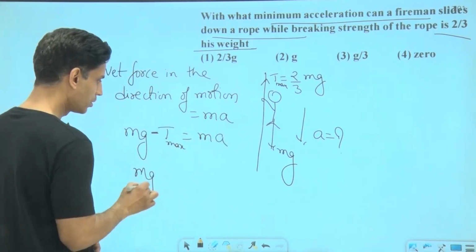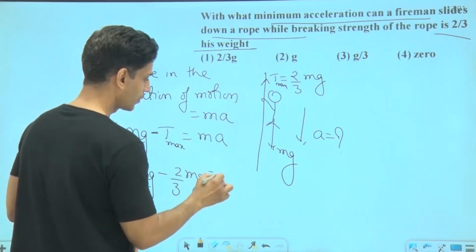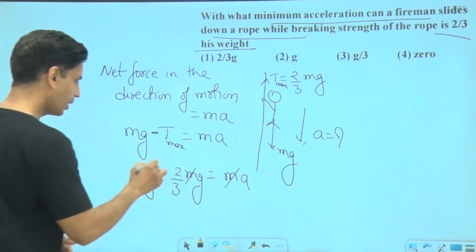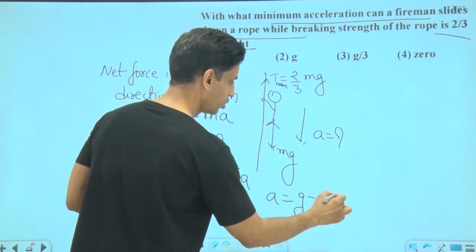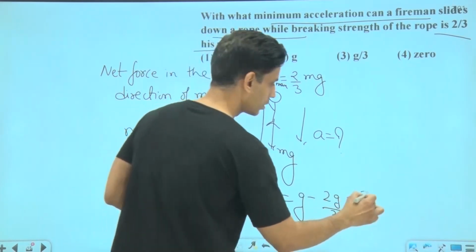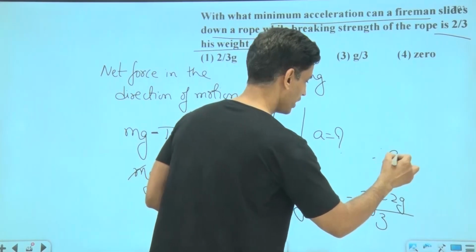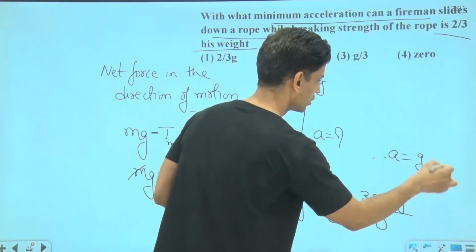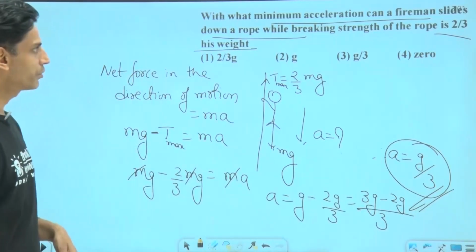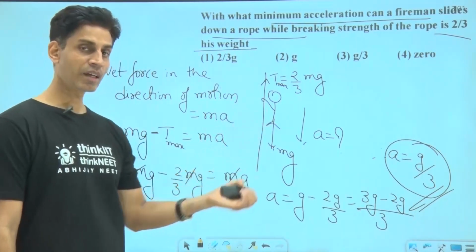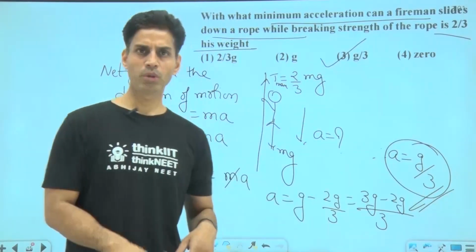So mg minus tension, which is 2/3 of mg, equals ma. M will cancel out. That is, a equals g minus 2g/3, that is 3g minus 2g by 3. So acceleration comes out to be g/3. So g/3 is the minimum acceleration with which he can come down. Option number 3, g/3. A good problem.